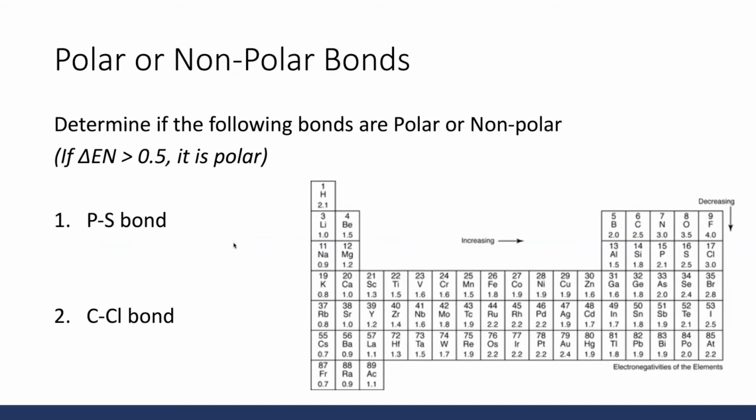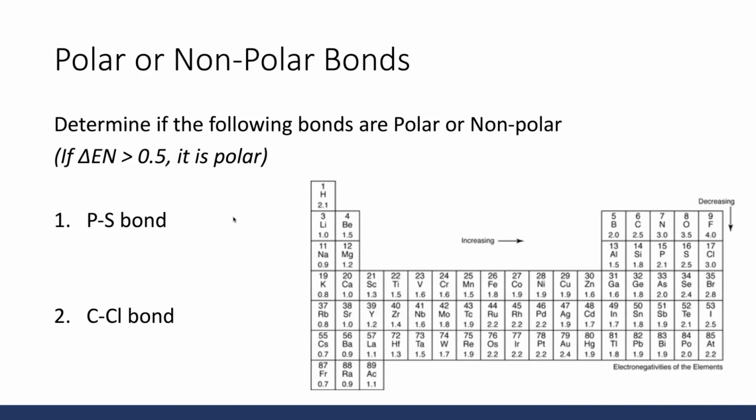All right, you try a couple. Determine if these bonds are polar. Remember, 0.5 or greater, it's going to be polar. So a phosphorus-sulfur bond. Take a moment, find phosphorus, find sulfur, subtract the smaller number from the larger number. You should have seen that the phosphorus-sulfur bond is nonpolar. That will have an electronegativity difference of 0.4, so that's less than 0.5.